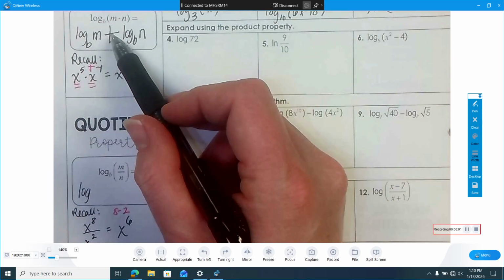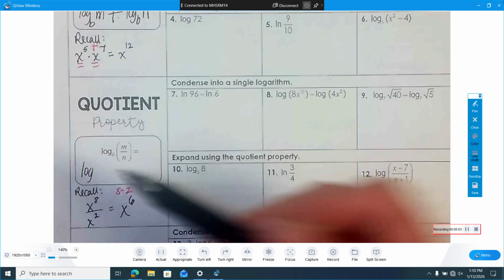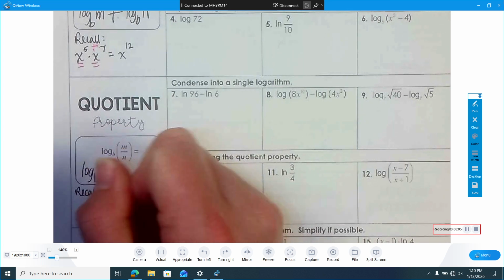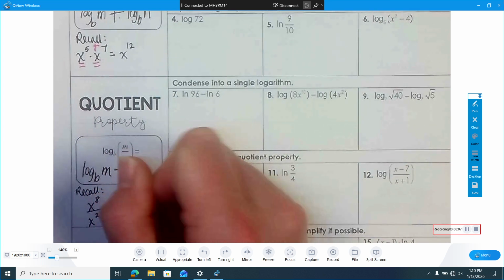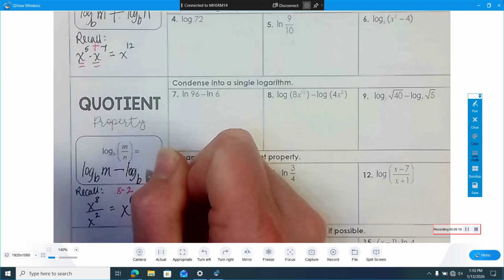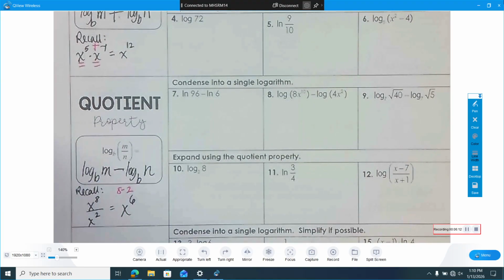Subtraction. Yeah, we added the logs here. What are we going to do in a quotient? Subtract the logs. So log base b of the top minus log base b of the bottom.